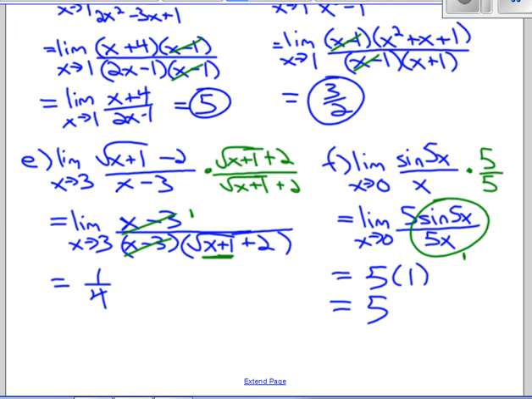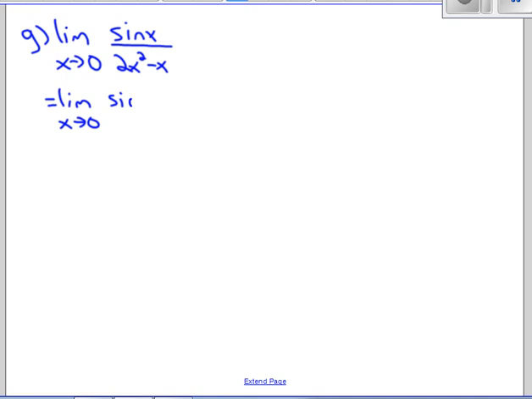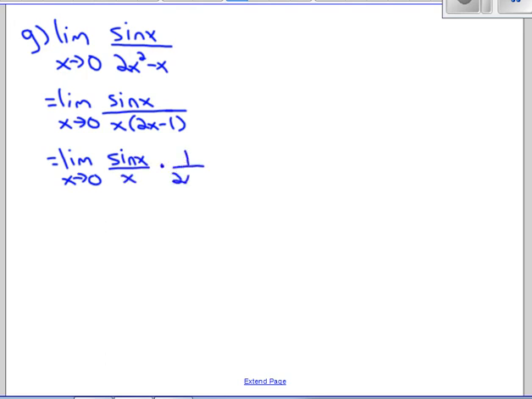For letter G, we've got the limit as x goes to 0 of sine x over 2x squared minus x. We look for opportunities to factor. That means the bottom is this: sine x over x by 2x minus 1. Okay, obviously we can't substitute here, but I can split those fractions apart. That's a sine x over x times a 1 over 2x minus 1.